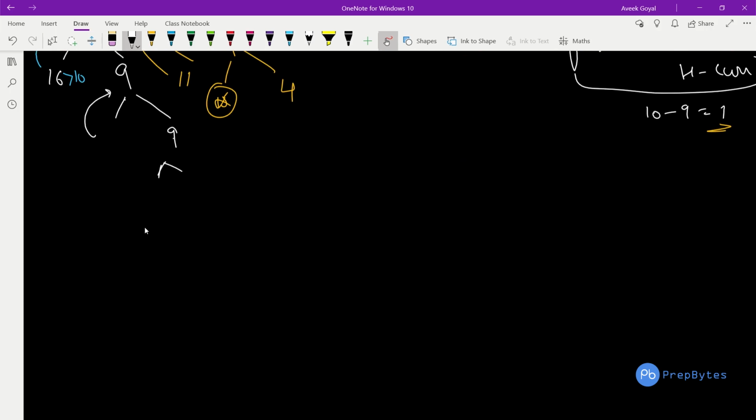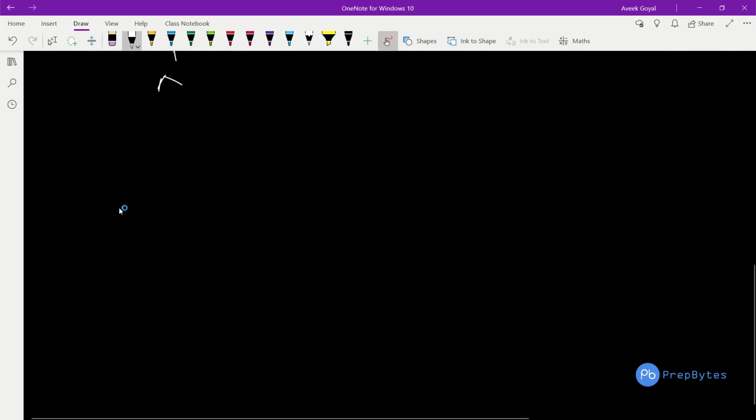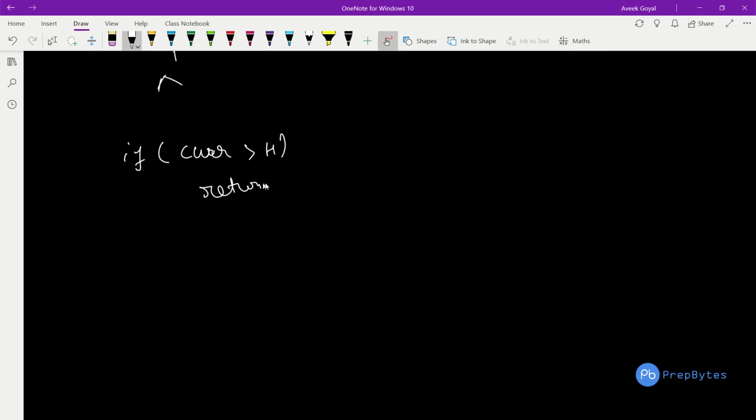So the code will simply be, just write your base conditions. So what is the base condition? If my current height is greater than the total height that I am allowed, simply return. If my I equals n, in this particular case, get the minimum answer: answer equals minimum of answer, comma, the maximum height minus the current height to know how many spaces are left, and simply return.